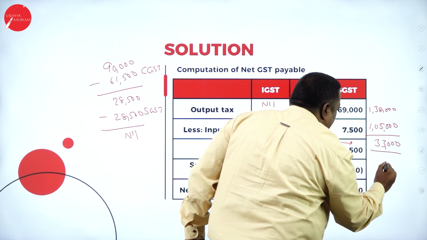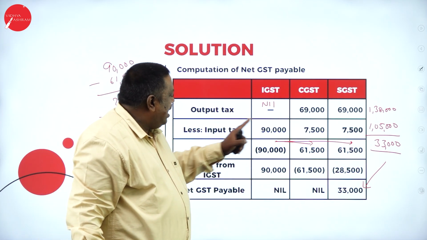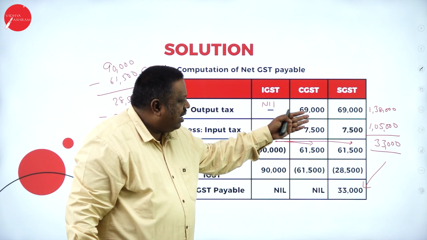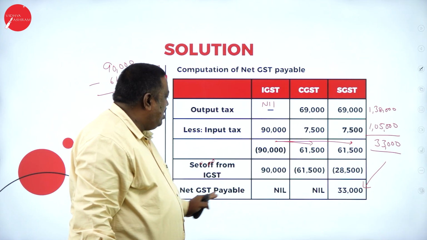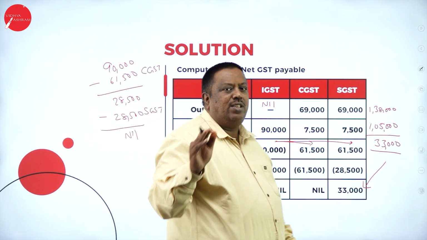33,000. It should be the same. Whatever the amount collected and whatever the amount paid, total amount, get the difference here. The difference should be equal to the net GST payment. This is a cross verification of whether we have done it right or wrong.